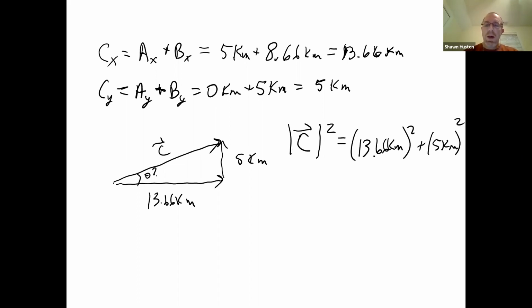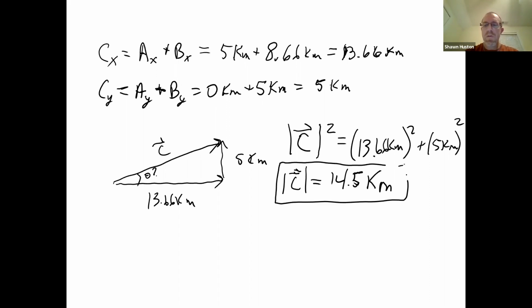All right, so if I do the math there, square 13.66 and square 5, and then take the root, I can figure out that my vector C is 14.55 kilometers long, or 14.5 kilometers long. There we go. So there's my answer for the size of C.